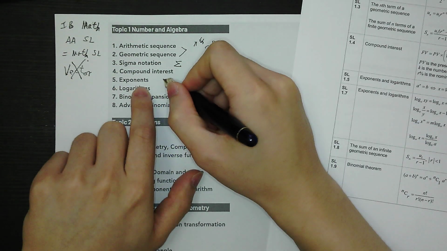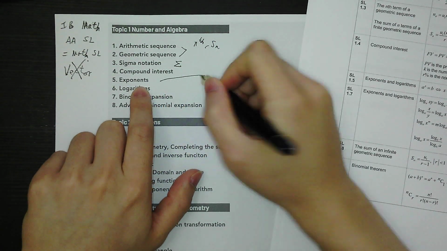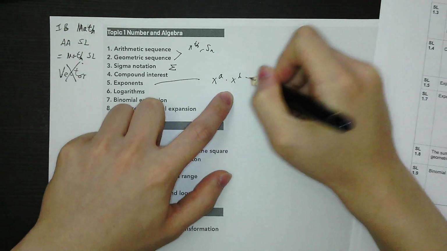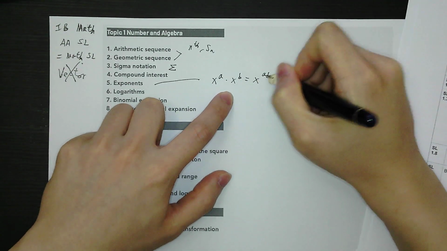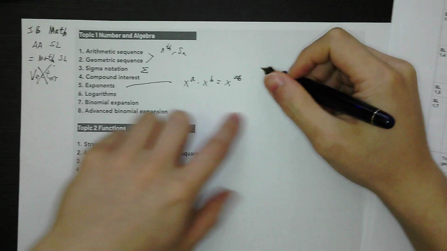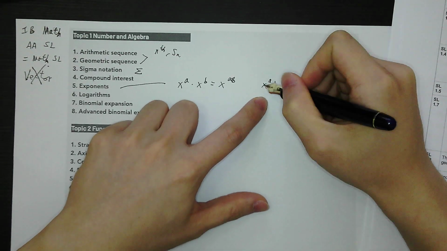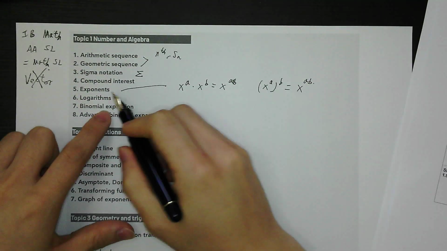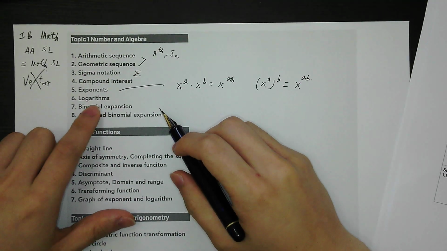So note 5 and note 6 are exponent and logarithm. Note 5 covers the laws of exponents. Let's say x to the power a times x to the power b equals x to the power a plus b, like this. Or x to the power a, all to the power b, equals x to the power ab. All these laws of exponents.